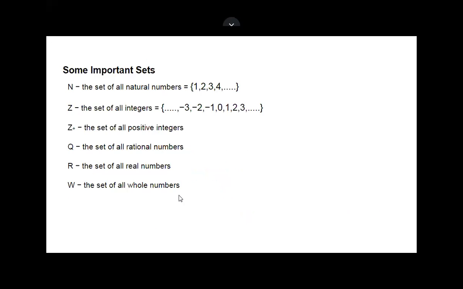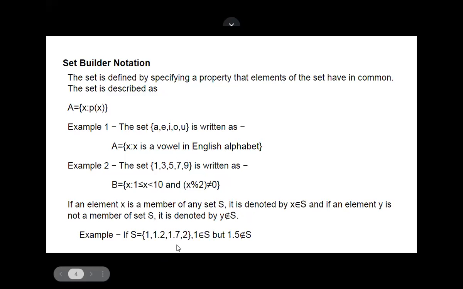Okay, the example we had taken was 1, 1.2, 1.72. 1 belongs to S, but 1.5 does not belong to S. Okay, because what is a set? It is not an interval. These are the individual elements.